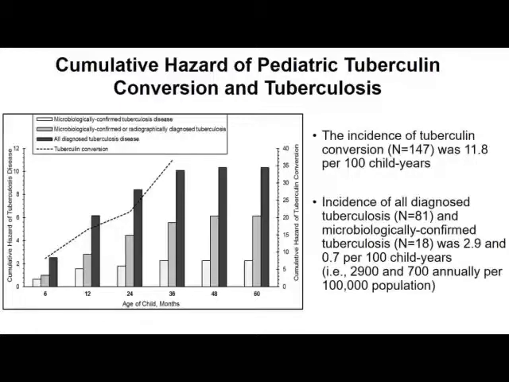And for all diagnosed tuberculosis, the rate was 2.9 per 100 child years, which equates to 2,900 per 100,000 population. For microbiologically confirmed tuberculosis, we found rates of 0.7 per 100 child years, which is 700 annually per 100,000 population, which is still incredibly high, considering not all kids are microbiologically confirmable.